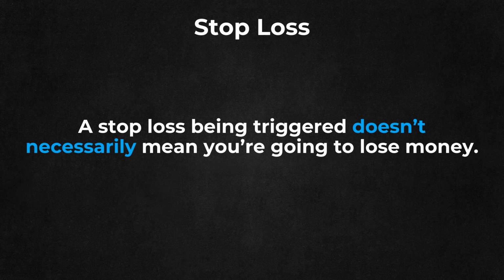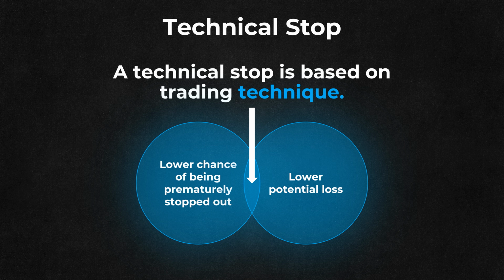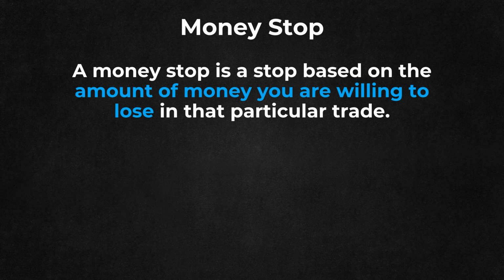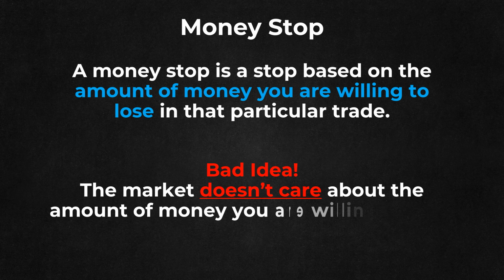Let's talk about the different kinds of stop loss orders. A technical stop is based on trading technique, meaning that it's placed in such a way that it minimizes the chances of being hit while minimizing potential loss too. Placing a stop below a demand zone creates a cushion of protection for a long trade, for example. A money stop is a stop based on the amount of money you are willing to lose in that particular trade. This is usually a bad idea because the market doesn't care about the amount of money you are willing to lose. Your stop should not be based on what you want. It should be based on what the market is doing, like what happens in a technical stop.